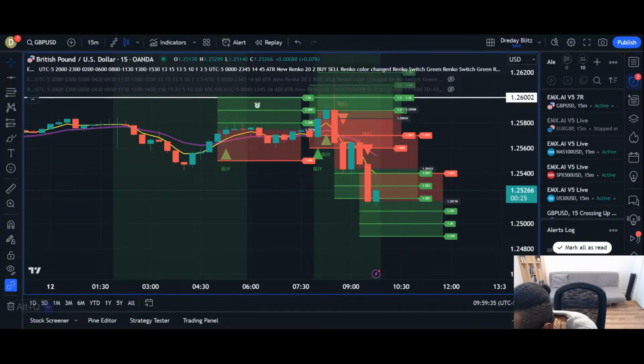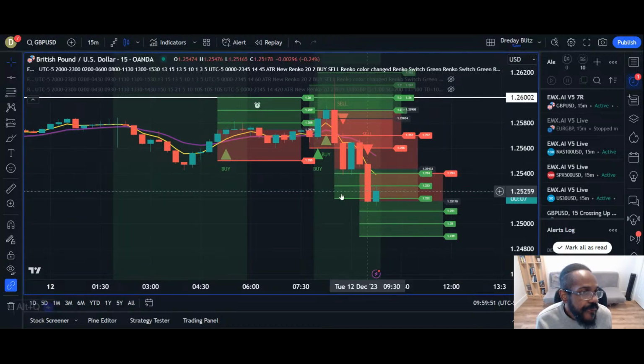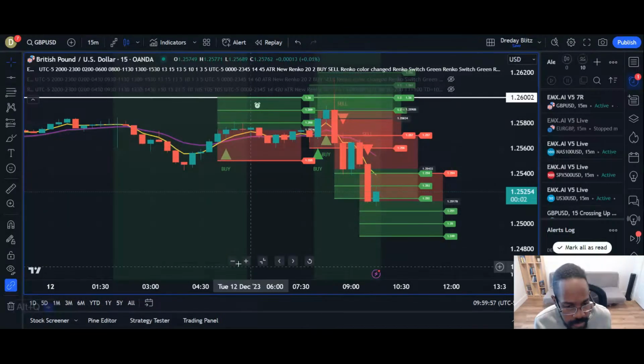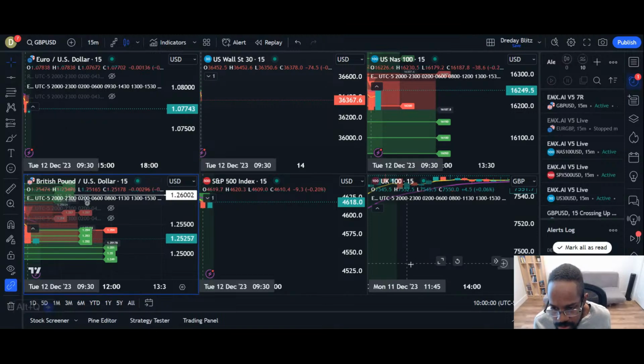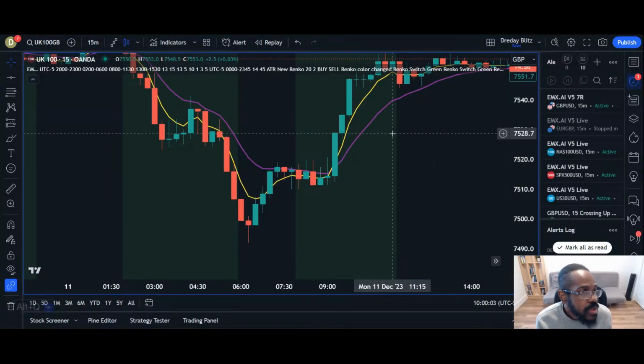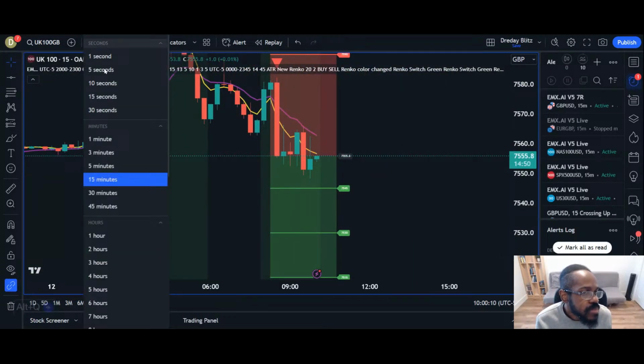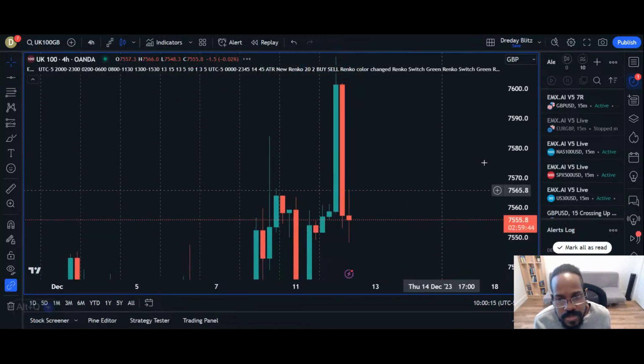Today, UK had a big 4 hour candle close, possible retracement. Also, the signal shows a sell setup. Yeah, that's right. Let's put it up again. Oh yeah.